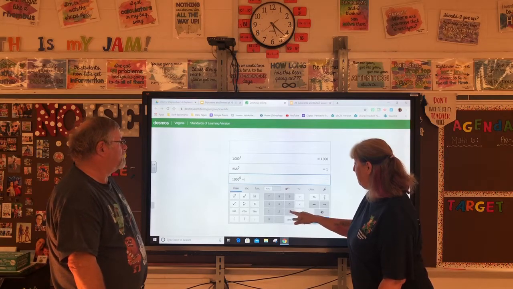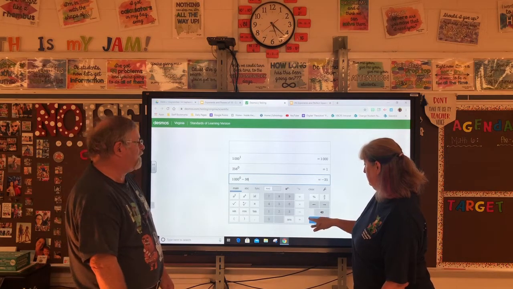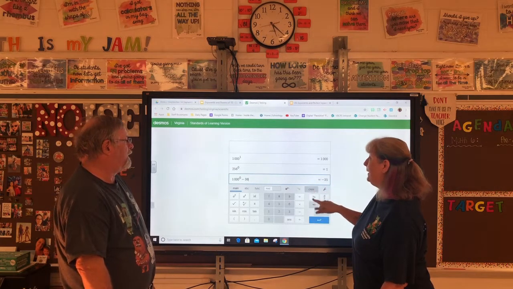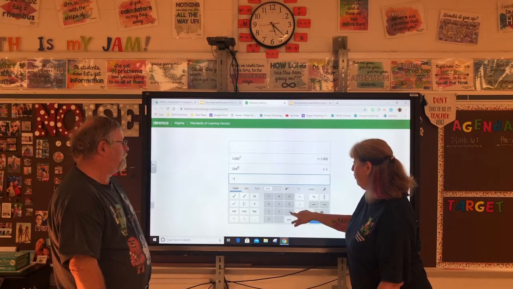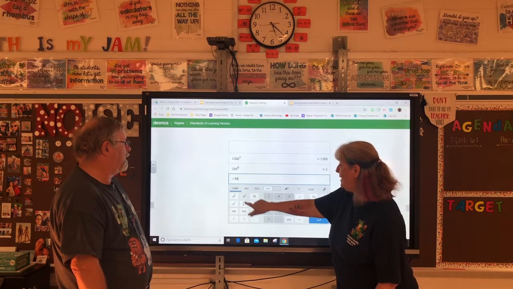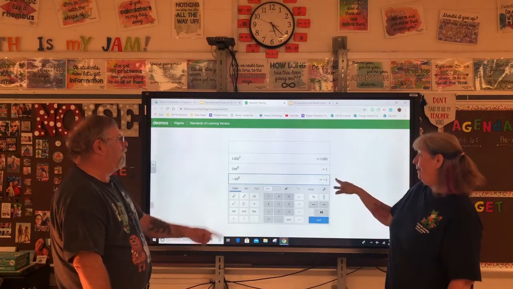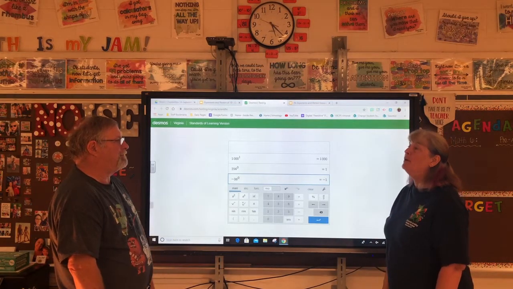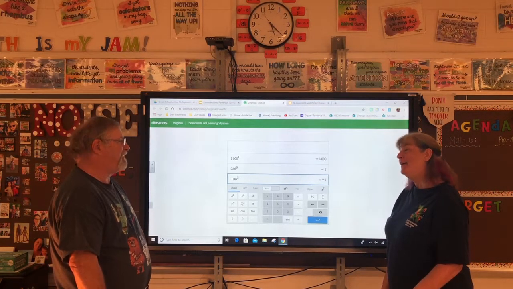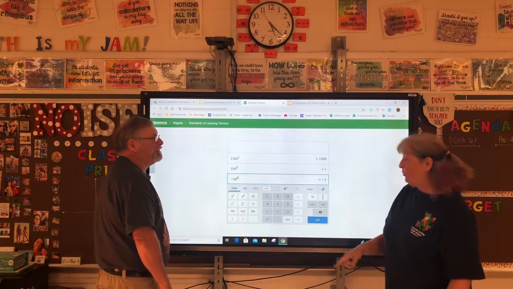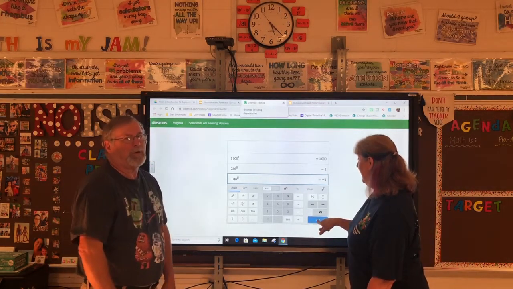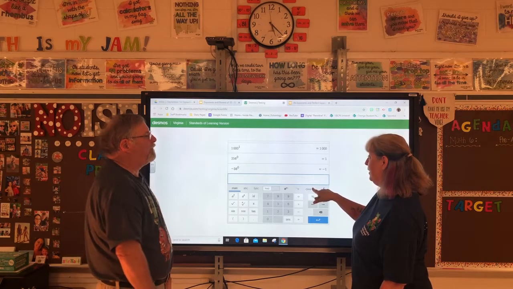I'm going to be tricky. I'm going to put negative 36, and raise that to the 0 power. Oh, negative 1, because of the negative sign. You don't have to worry about that, but it's still just remember 1.